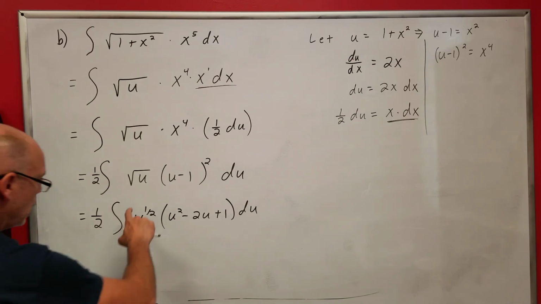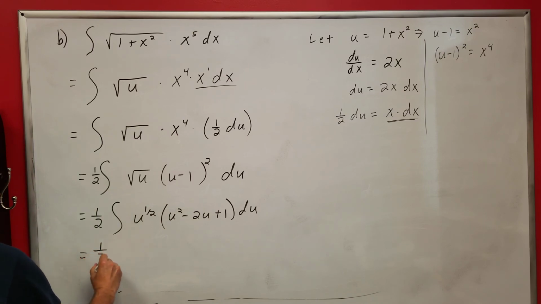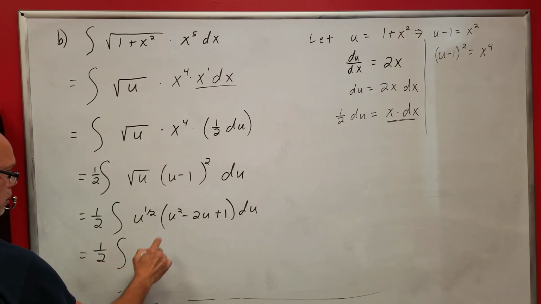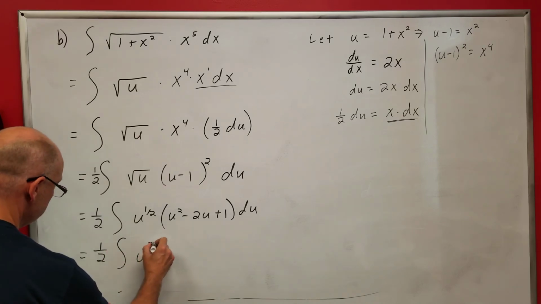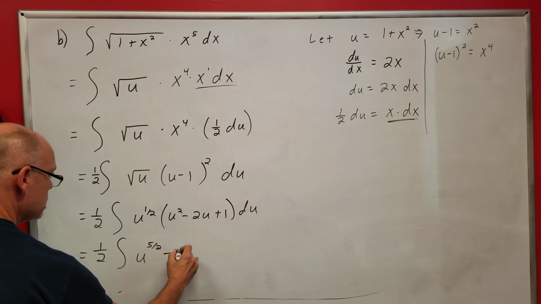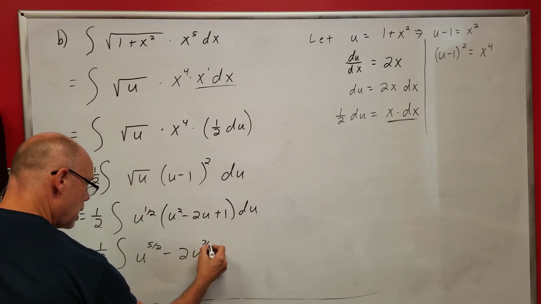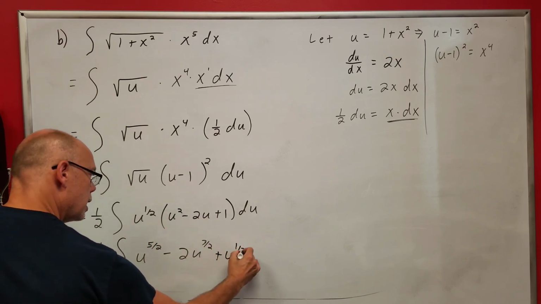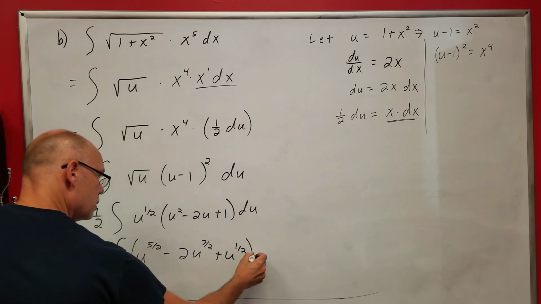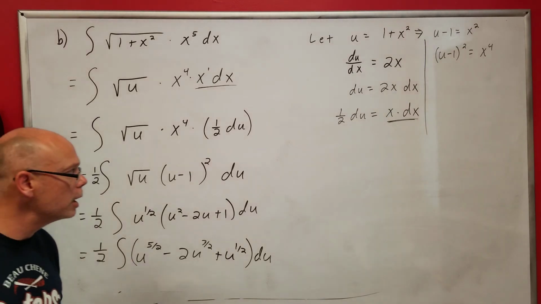Now what do I do? I distribute this u to the 1/2 here, and I get 1/2 times the integral of u to the 2 plus a half. What's 2 plus a half? 5/2. Minus 2u to the 1 plus 1/2, or we could say 3/2. And u to the 1/2 times 1 is u to the 1/2 du. Now I have it to a spot where I could take an antiderivative, right?